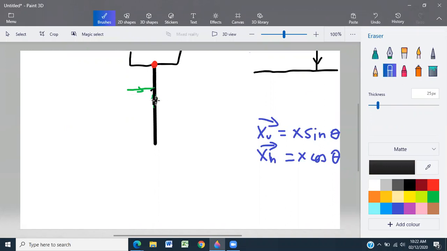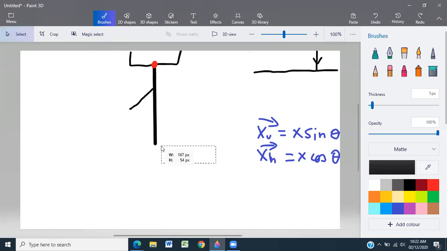Now, this one is the horizontal component, and this one is the vertical component. So how do we determine the moment? Moments are usually calculated using the forces that are orthogonal, 90 degrees, perpendicular to the member. Here we broke it down into vertical and horizontal components, but this one we broke down into horizontal and vertical components. So what if we had something a little bit more complicated?